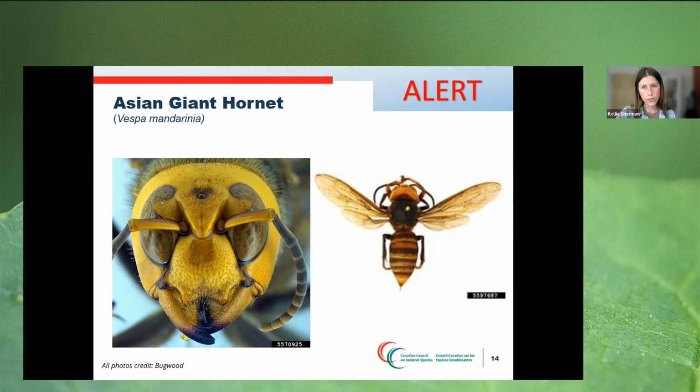The most defining feature I would say for Asian giant hornet, and what I've talked to other colleagues about, is the regular black and orange horizontal stripes on the abdomen. So you can see to the right there, it's pretty defined.